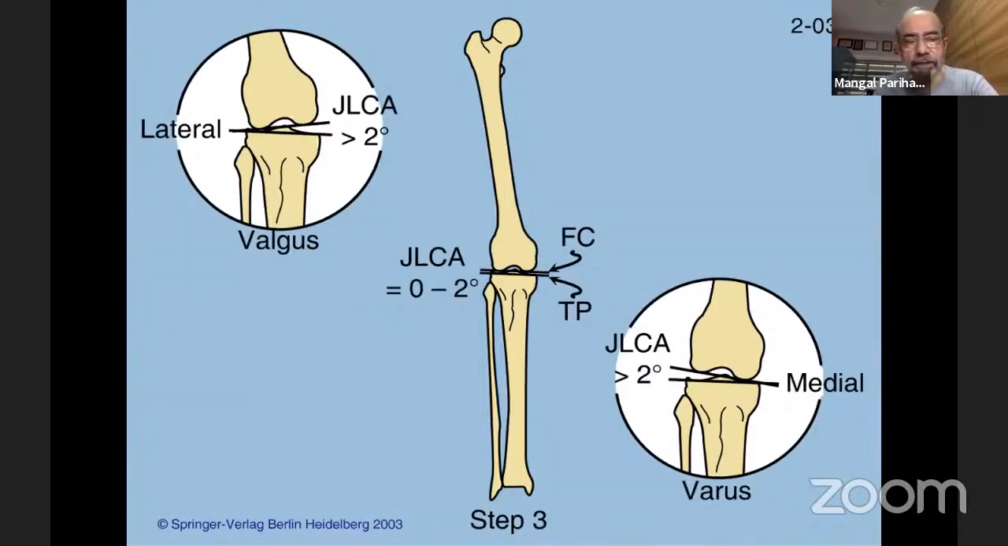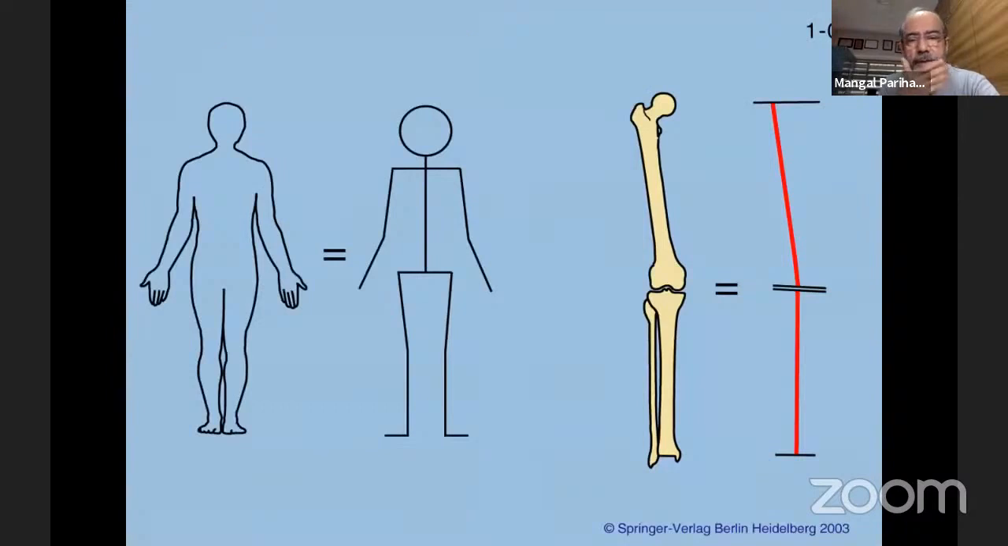JLCA, or the joint line convergence angle. If you take the joint line of the femur, that is the most convex parts of the femoral condyle, and the most concave parts of the tibial condyle, you get two joint lines. Normally, these are parallel to each other, or at the most up to about 2 degrees of deformity is acceptable. More than that is abnormal JLCA. So the JLCA signifies a soft tissue component to the deformity.